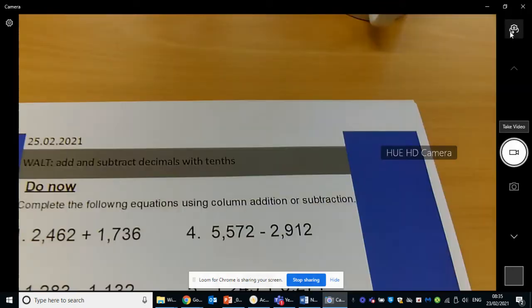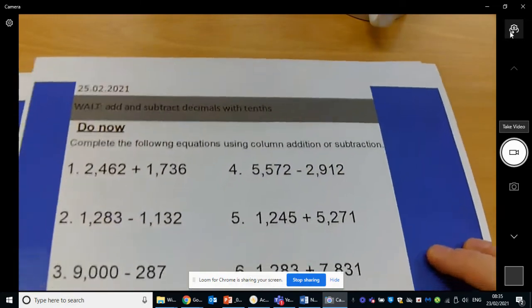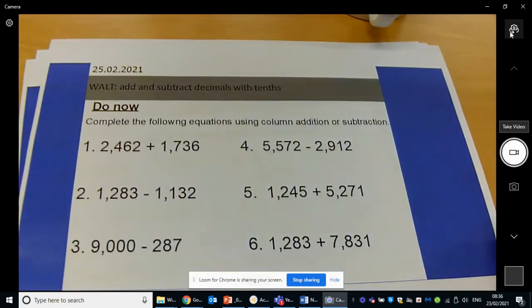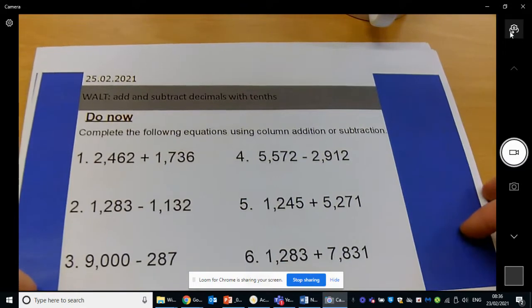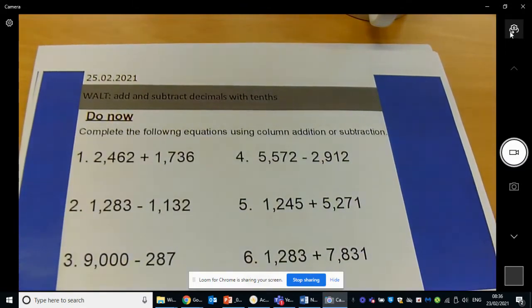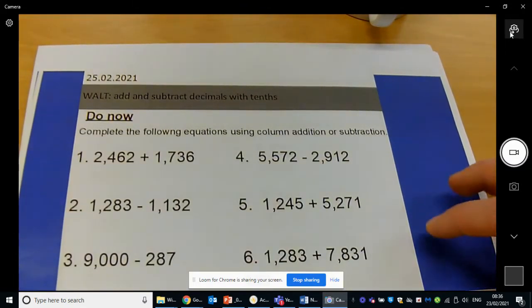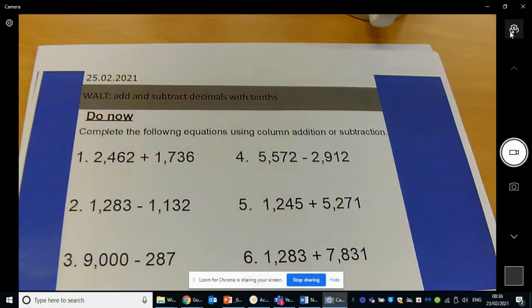Let's have a look at your do now. Today our aim is to add and subtract decimals with tenths. For our do now, I'd like you to practice your addition and subtraction by completing the following equations using the column method that you will have done millions of times before. So pause the video now and crack on with the do now.